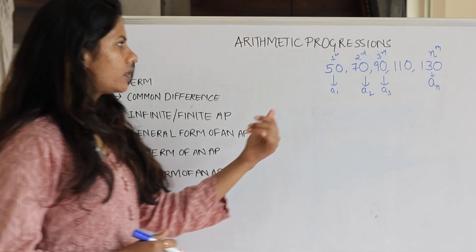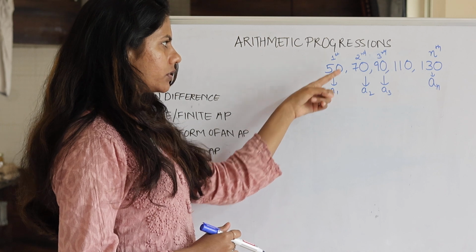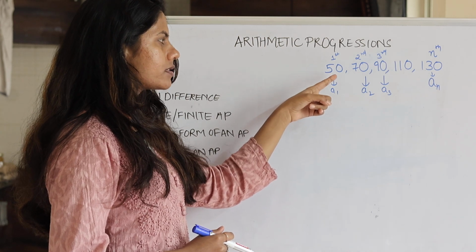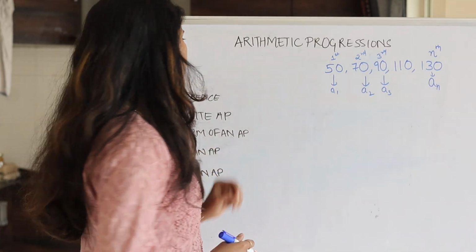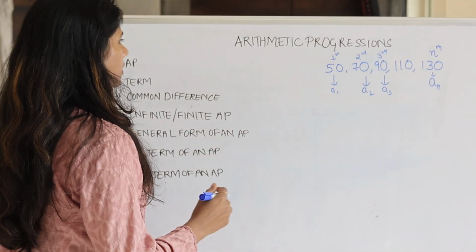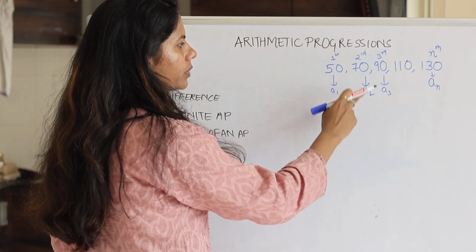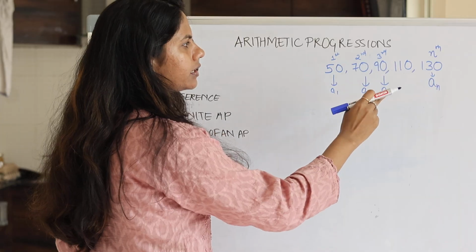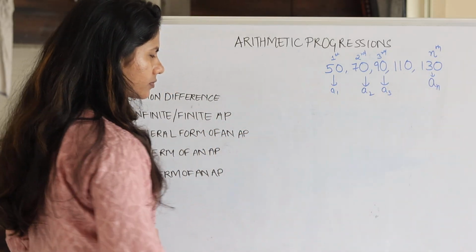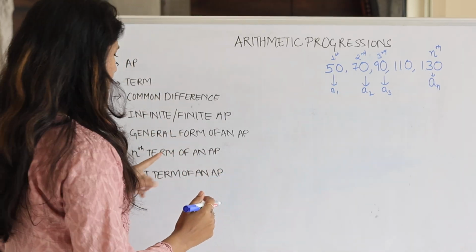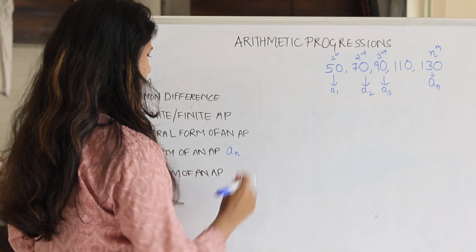I have taken the same example where the base fare for the first kilometer is 50 rupees, and for each subsequent kilometer it increases by 20. Here I am denoting the first term by A1, the second term by A2, the third term by A3. For the nth term, I am denoting it by AN.